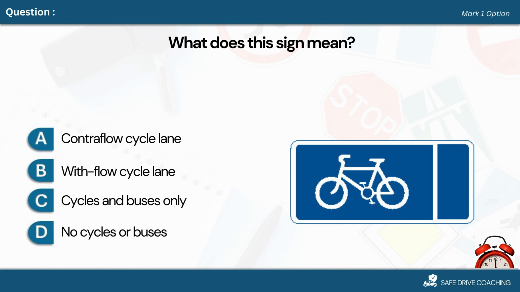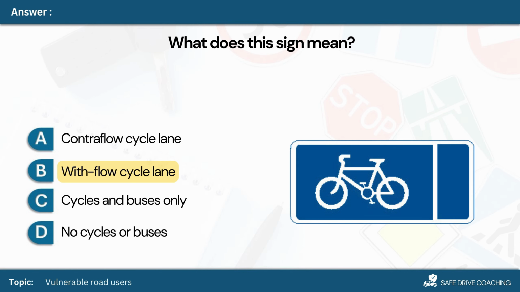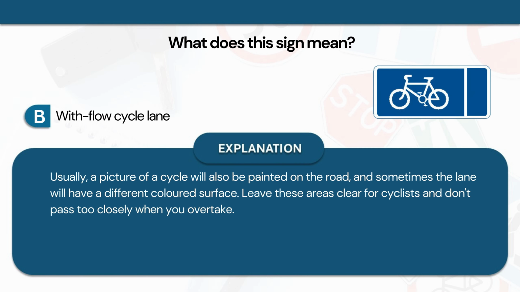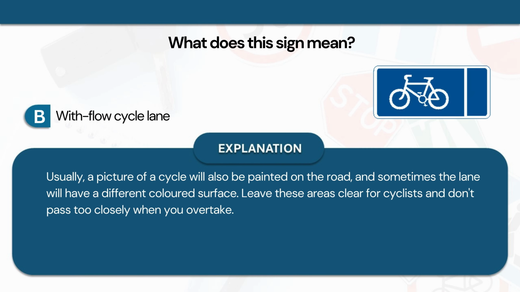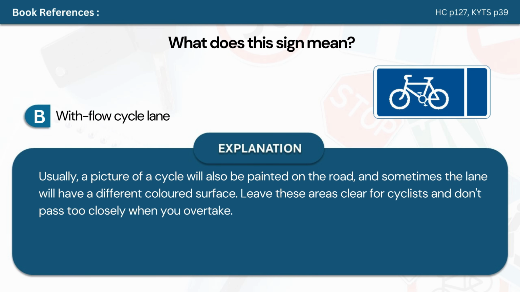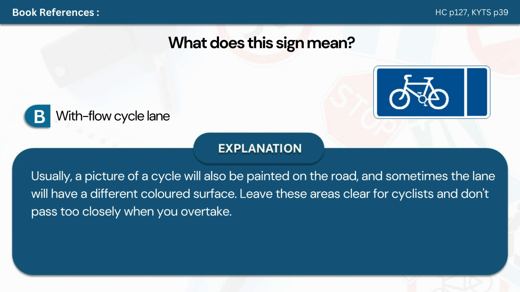The correct answer is B. With-flow cycle lane. Usually, a picture of a cycle will also be painted on the road, and sometimes the lane will have a different colored surface. Leave these areas clear for cyclists, and don't pass too closely when you overtake.